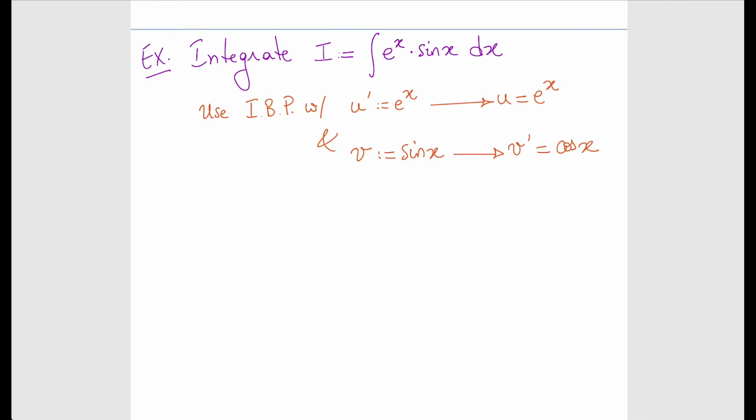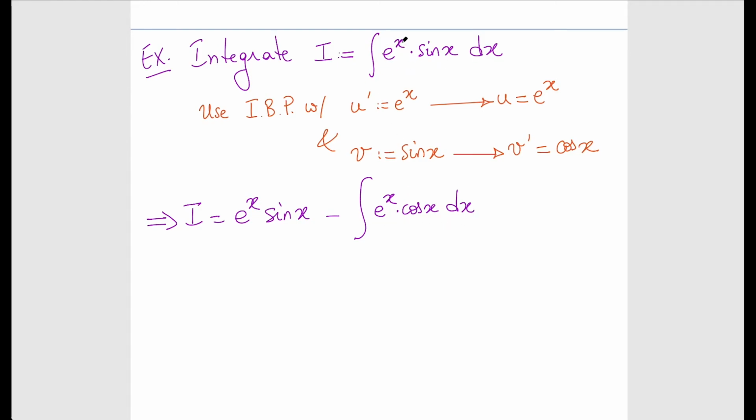Alright, and then I becomes, by integration by parts, we get U times V, so e^x sine x, minus the primitive of UV prime dx, so e^x cosine x dx. Correct? Okay. And now we're gonna realize that I, which is this guy, we transition to a new integral, which is not less complicated than this one, right?